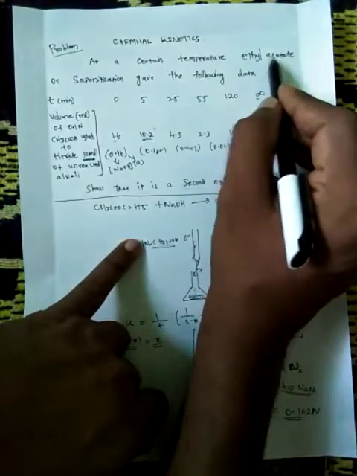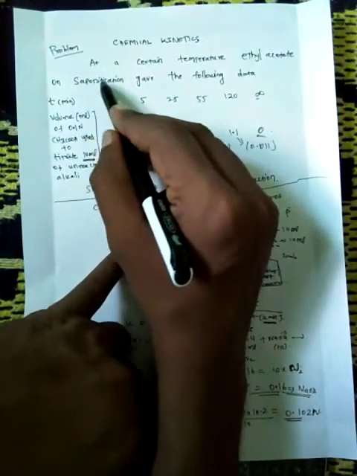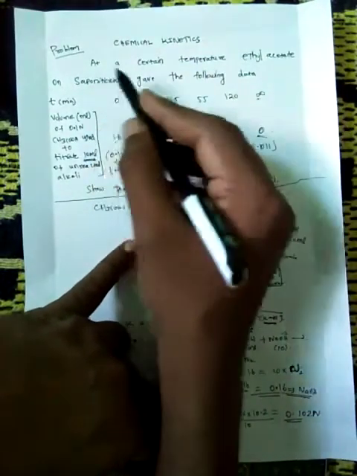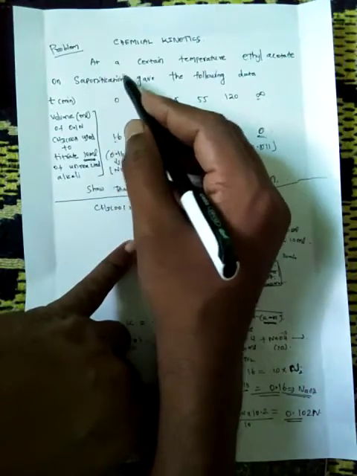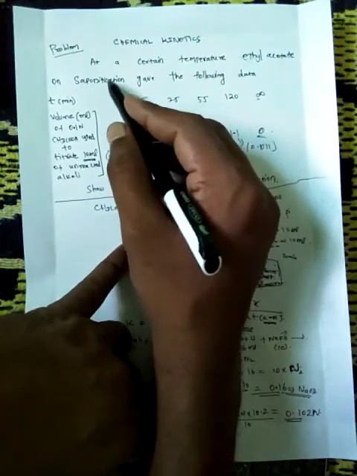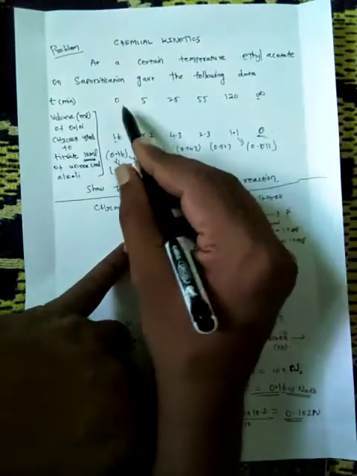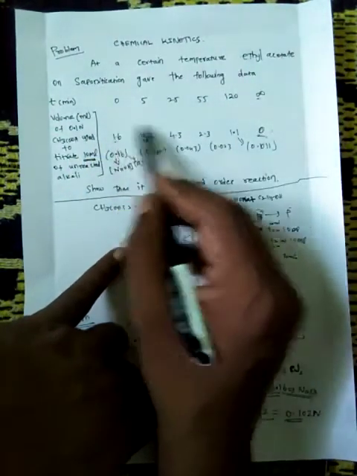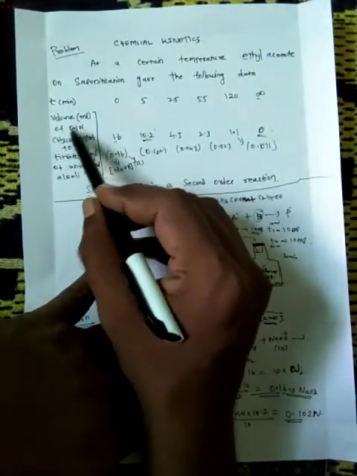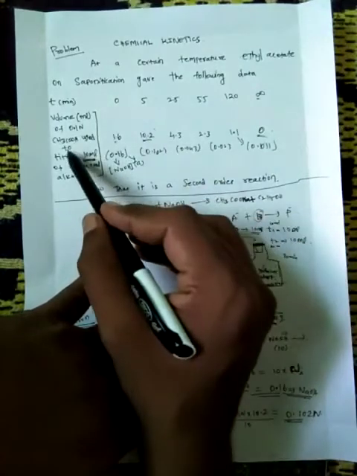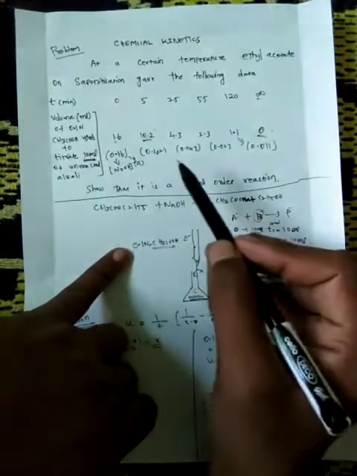At a certain temperature, ethyl acetate is saponified. That is, ethyl acetate is reacted with sodium hydroxide. That's called ester hydrolysis with base, that's called saponification. The data at various times in minutes is given. Volume is given: the volume of 0.1 N acetic acid used to titrate 10 ml of unreacted alkali.